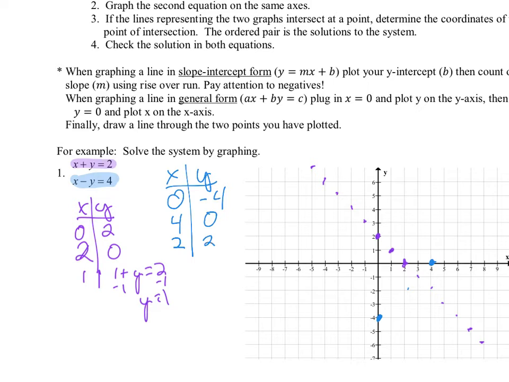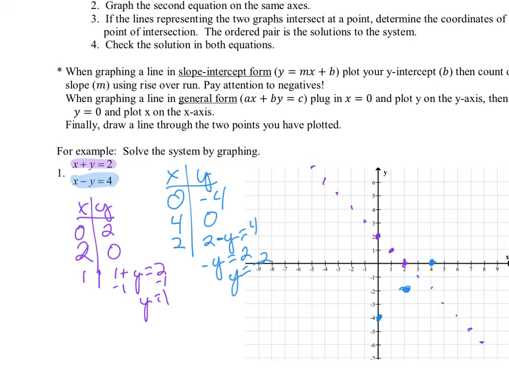I get 2 minus y equals 4. There should be a minus sign there. If I subtract 2 from both sides, minus y equals 2. So y is equal to -2. And sure enough, I have (2, -2). That means my two other points are correct because it's making a line.